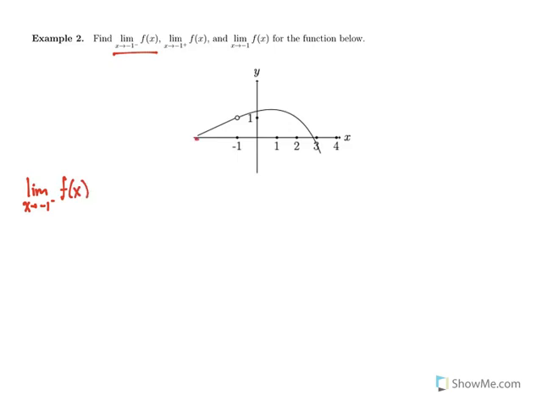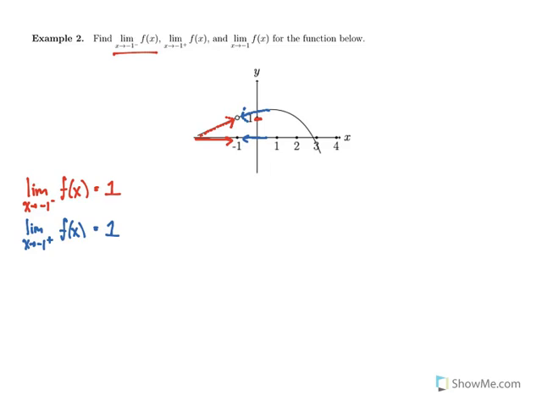That's going to be approaching -1 from the left. If we look at the corresponding y values, those are going to approach the y value of 1. The right-hand limit, coming from the positive direction, we're looking at the corresponding y values. And again, we are approaching the same value of 1.